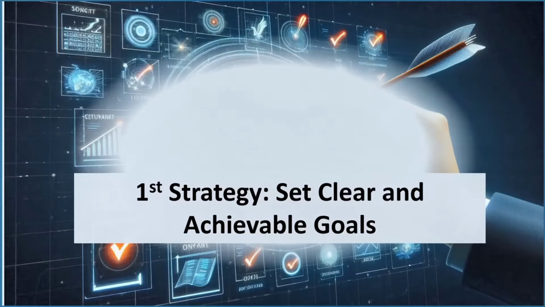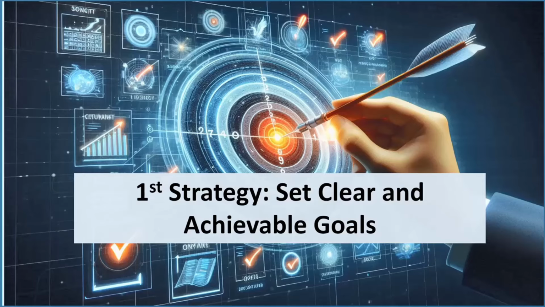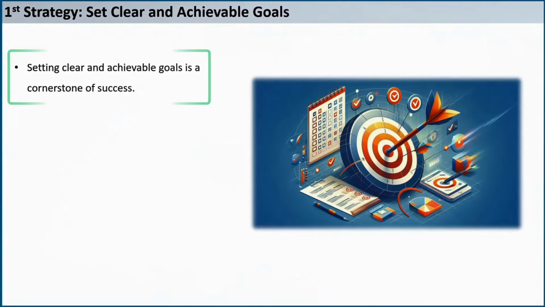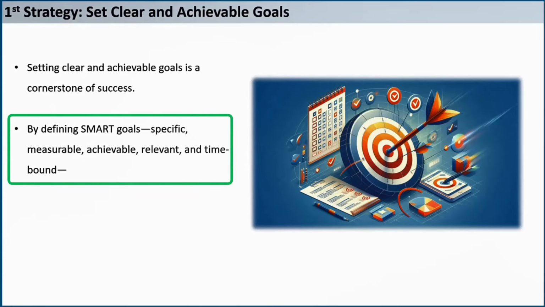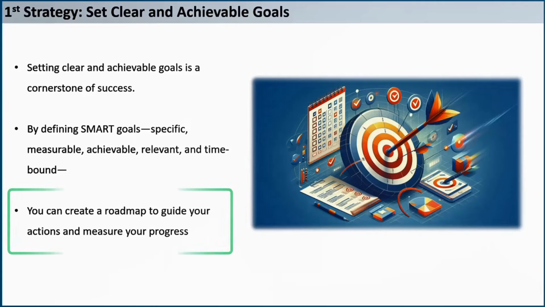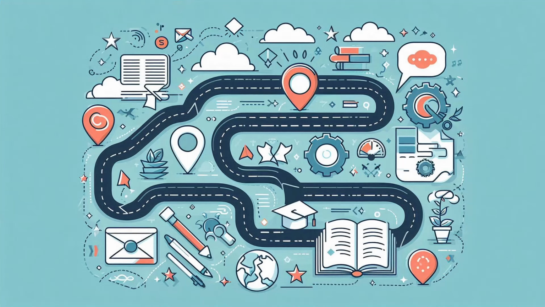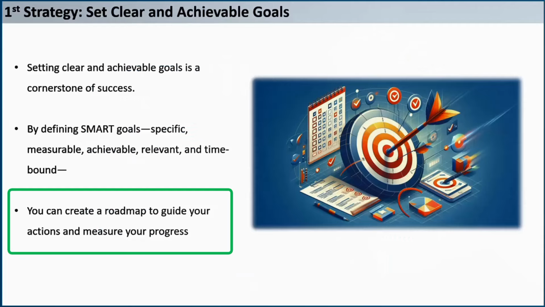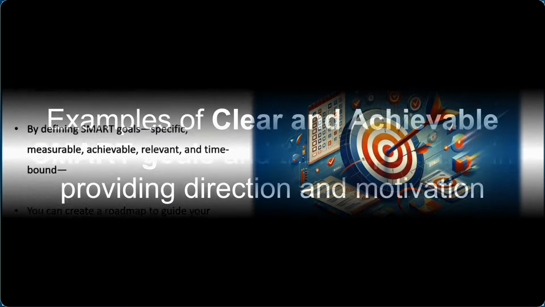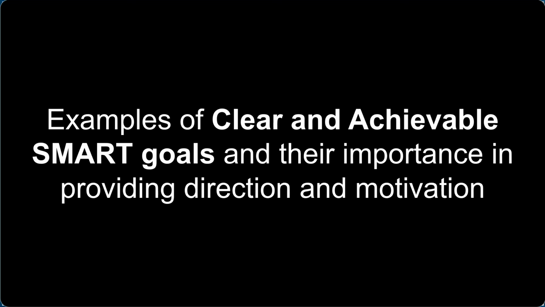The first strategy is to set clear and achievable goals. Setting clear and achievable goals is a cornerstone of success. By defining SMART goals, specific, measurable, achievable, relevant, and time-bound, you can create a roadmap to guide your actions and measure your progress.